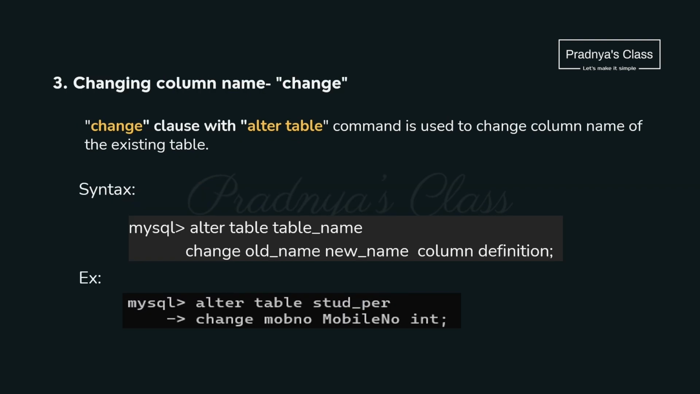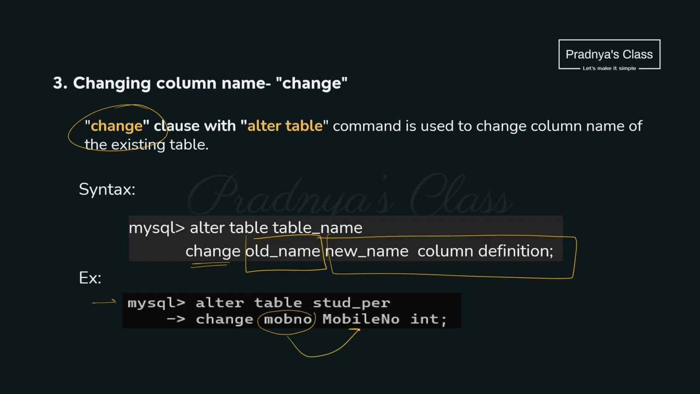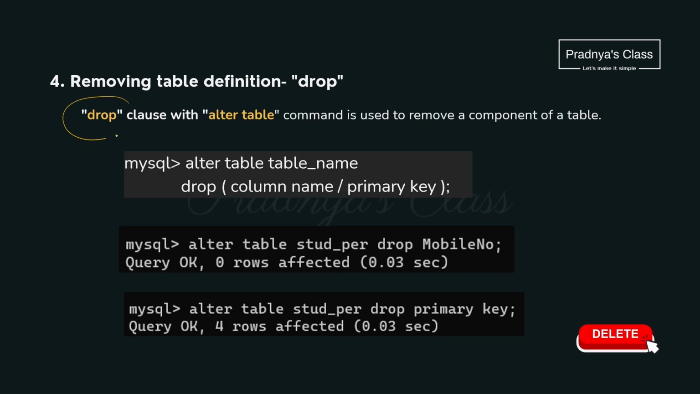In the previous query, we only changed the data type, but if you want to change the complete definition along with the name, then you can use the change clause. So here is the change clause. Old name, then new name and column definition. Look at the query. What are we doing? We are changing this MOBNO column name to mobile number, and here is the data type. So the query will be alter table student personal, change old name, new name along with its data type. There is one more clause we can use with alter table, that is drop, to delete the complete column. So alter table, table name, drop column name.